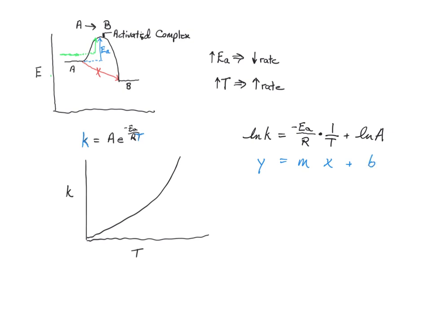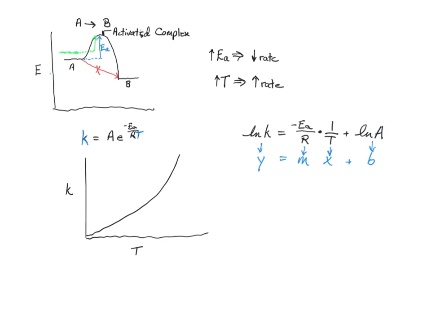Where you can see that the natural log of A is our y-intercept. Our slope is going to be equal to the negative activation energy divided by the gas constant. And then if we create a plot of natural log of k on our y-axis, and 1 over T on our x-axis, then we could actually use that data to figure out what the activation energy is for a reaction.